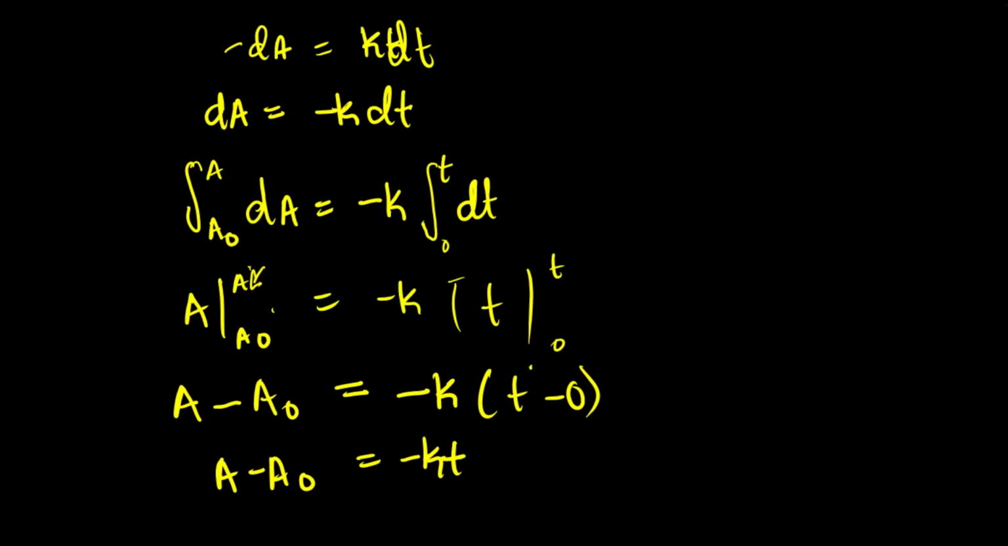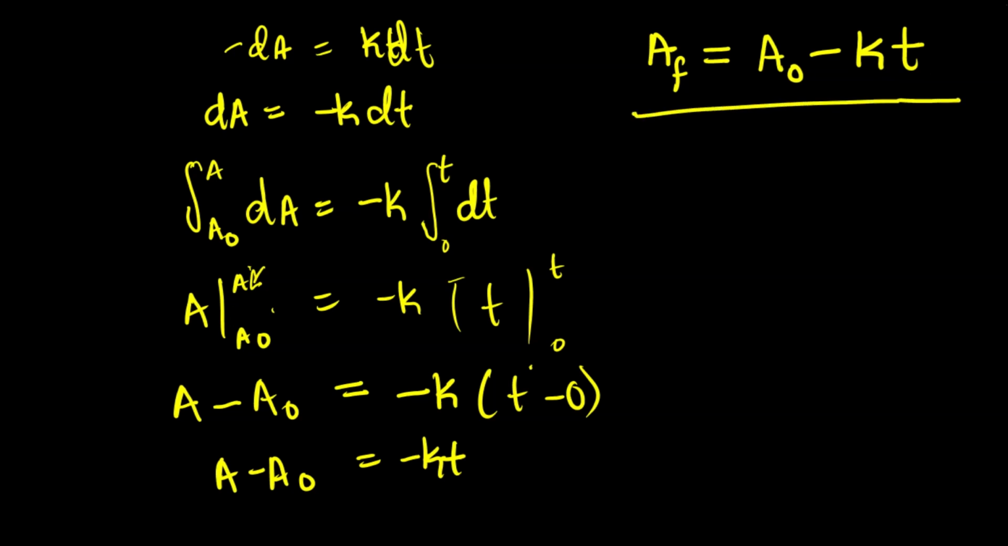Now this is the integrated rate law for a zero order reaction. Okay, so A, which is the final amount of the reactant, is equal to the initial amount of the reactant minus the rate constant multiplied by the time. Now taking a look at this equation, we can see that it actually relates the concentration of the reactant to time.